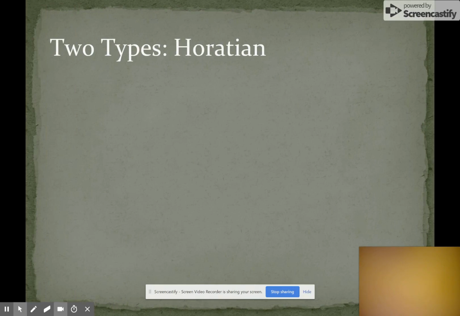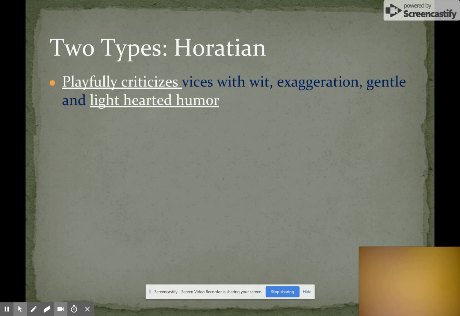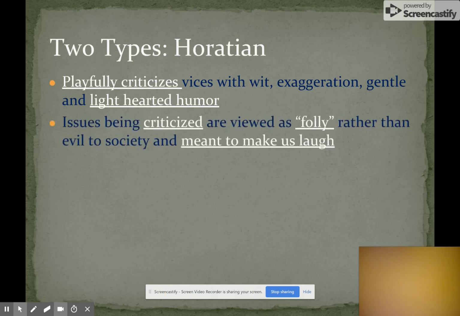We have two types of satire. The first type is called Horatian satire. And basically, what Horatian satire does is it playfully criticizes vices with wit, exaggeration, gentle, and lighthearted humor. It also takes issues being criticized and they're viewed as folly rather than evil to society, and they're meant to make us laugh. Think Saturday Night Live. If you've never seen a Saturday Night Live episode, go check it out.